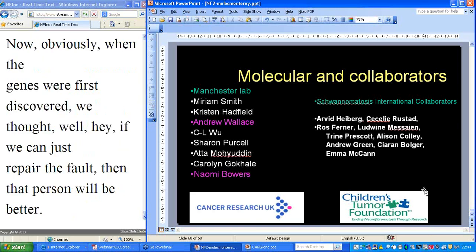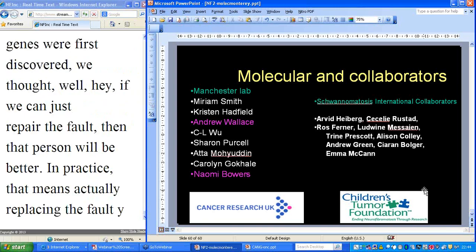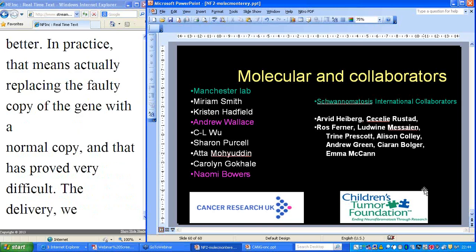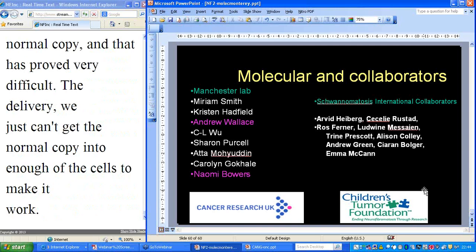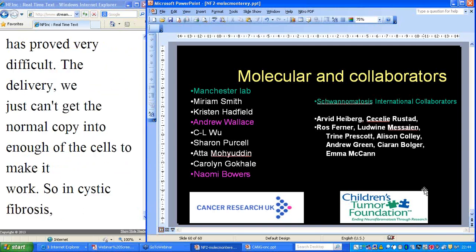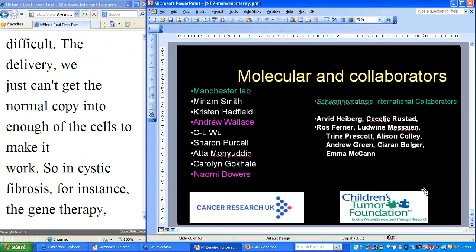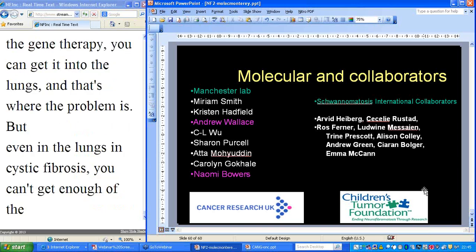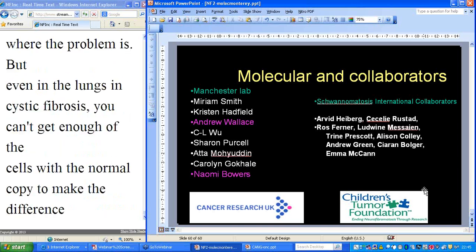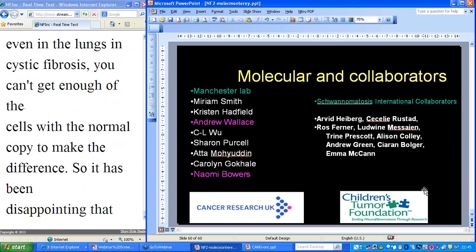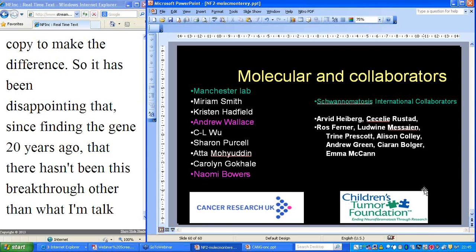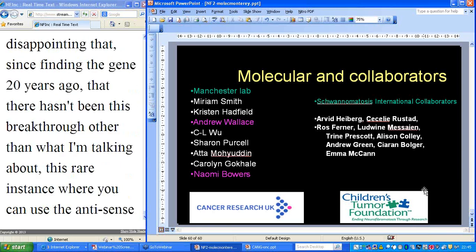In practice, that means replacing the faulty copy of the gene with a normal copy, and that has proved very difficult. The delivery: we just can't get the normal copy into enough of the cells to make it work. In cystic fibrosis, for instance, with gene therapy, you can get it into the lungs, and that's where the problem is, but even in the lungs you can't get enough of the cells with the normal copy to make the difference. So it has been disappointing that since finding the gene 20 years ago, there hasn't been this breakthrough, other than these rare instances where you can use this antisense technology to potentially design a treatment for that individual and that family.